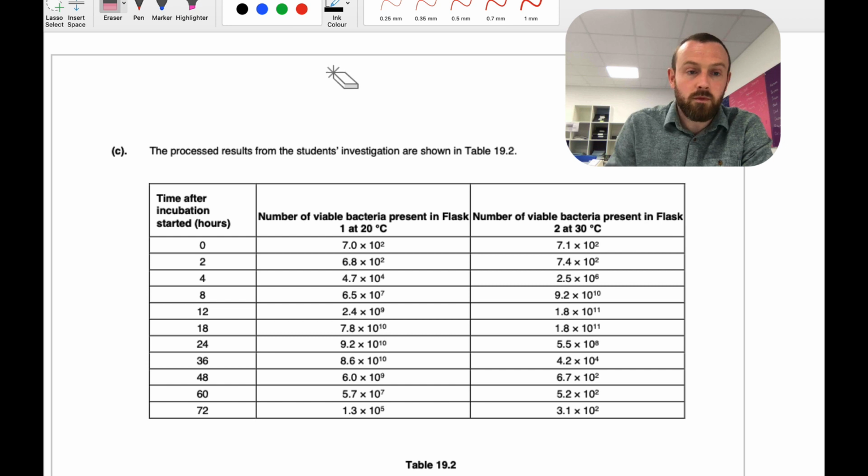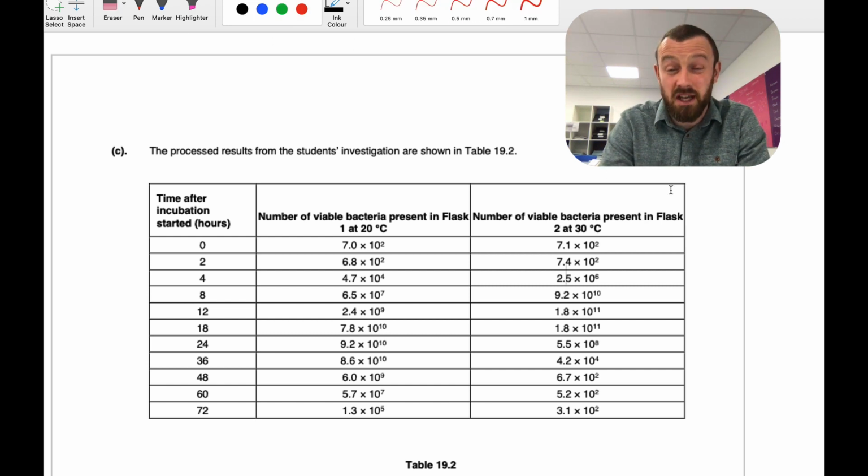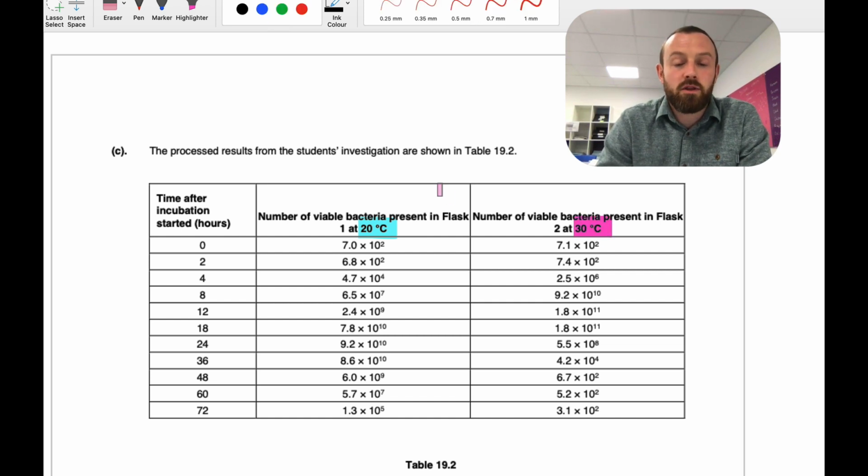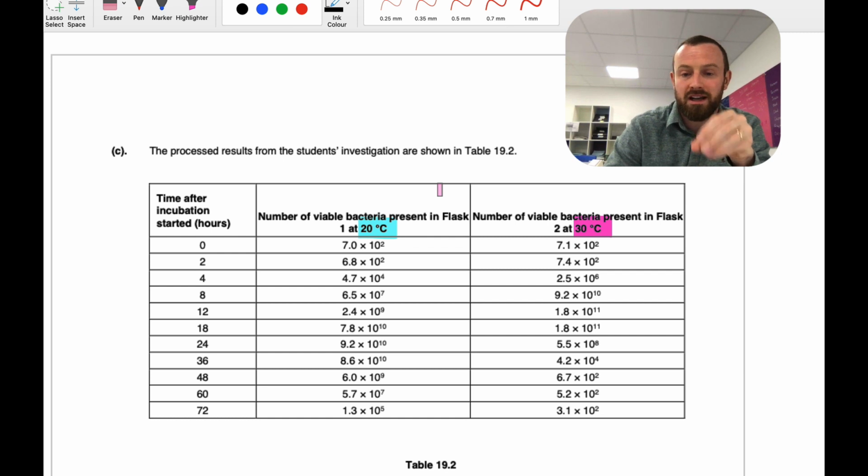All right, on to this next question, which was a 6 marker and was quite challenging. So this question says, process the results from the student's investigation as shown in table 19.2. Now we've got information here about how the bacteria grew in different temperatures. We've got 20 degrees C and 30 degrees C. Now the information is given as standard form, so some students found problems analysing the standard form and recognising when things were going up and when things were going down.